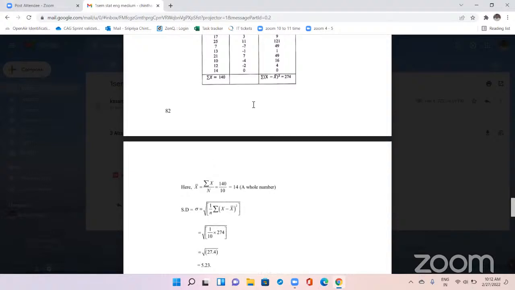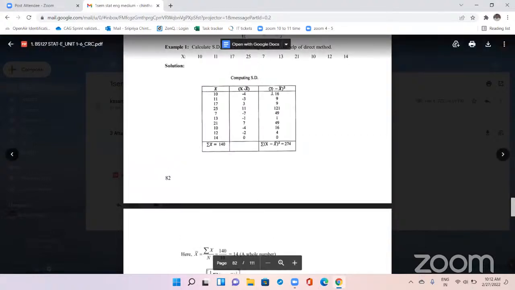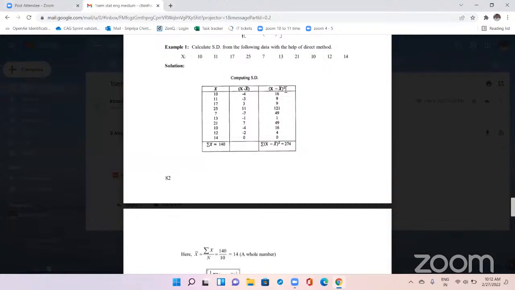Coming to the third column, the title is x minus x bar whole square. 10 minus 14 is minus 4, whole square means 16. Now 11 minus 14 is minus 3, whole square means 9. Like this you can calculate all the values. Sigma x minus x bar whole square is equal to 274. Please check it for 1 to 2 minutes.